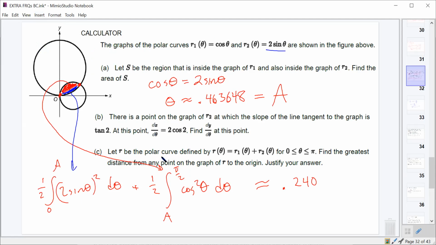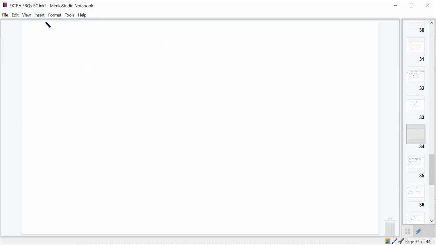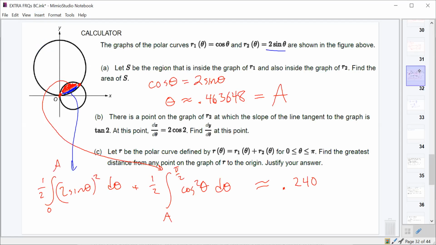All right, part C, we got a new polar curve r of theta, which is cosine theta plus 2 sine theta. We're going to find the greatest distance from any point on the graph of r to the origin. So first off, it's 2 sine theta plus cosine theta. Is that the right function? Yeah. 2 sine theta plus cosine theta. Cool.